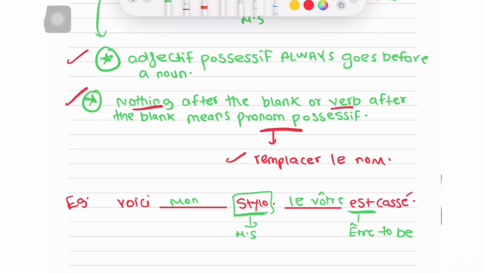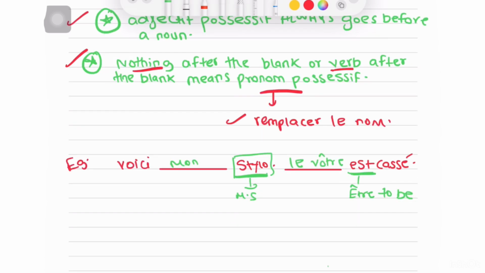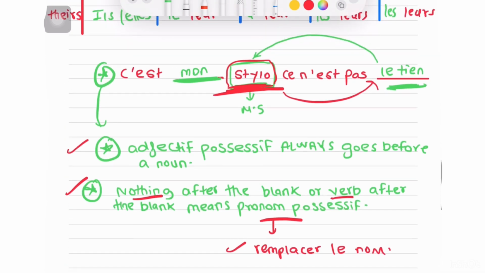Why I'm telling you this is because you need to identify. For both students, you will have an exercise mixed with pronom possessif and adjectif possessif. So how do you identify which one goes where? Noun is there, that means adjectif. Verb or nothing at all, like here, is there, then pronom possessif.